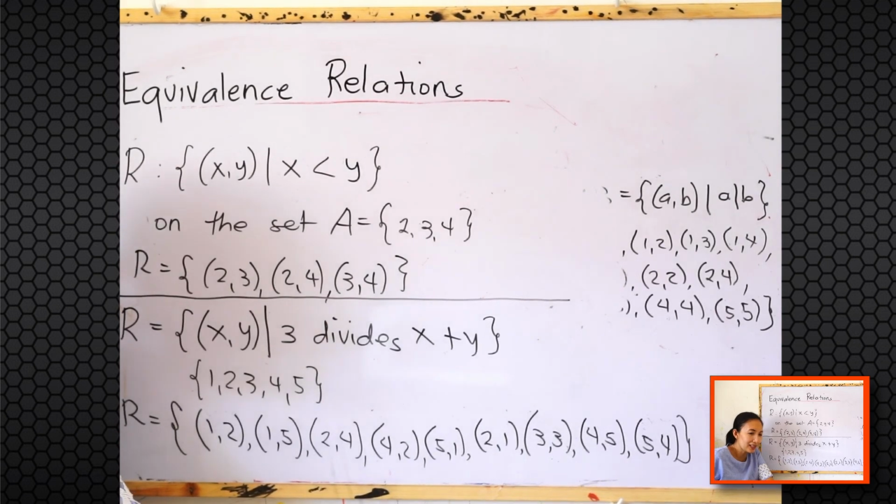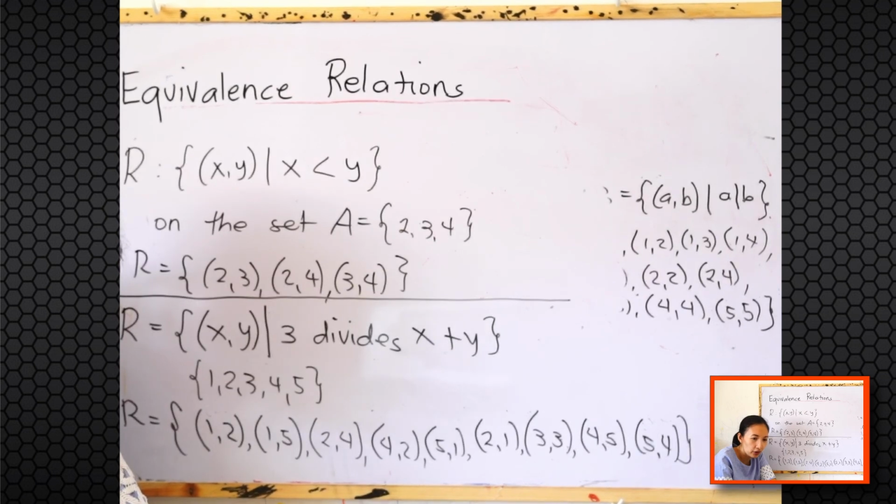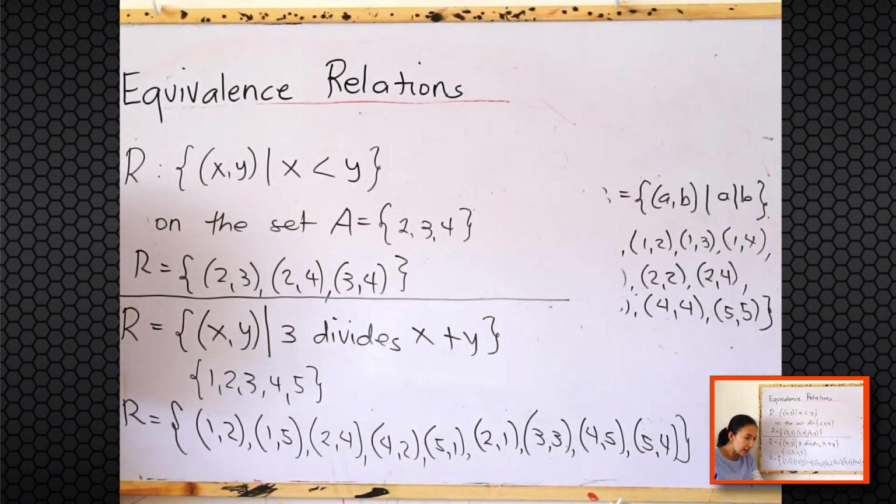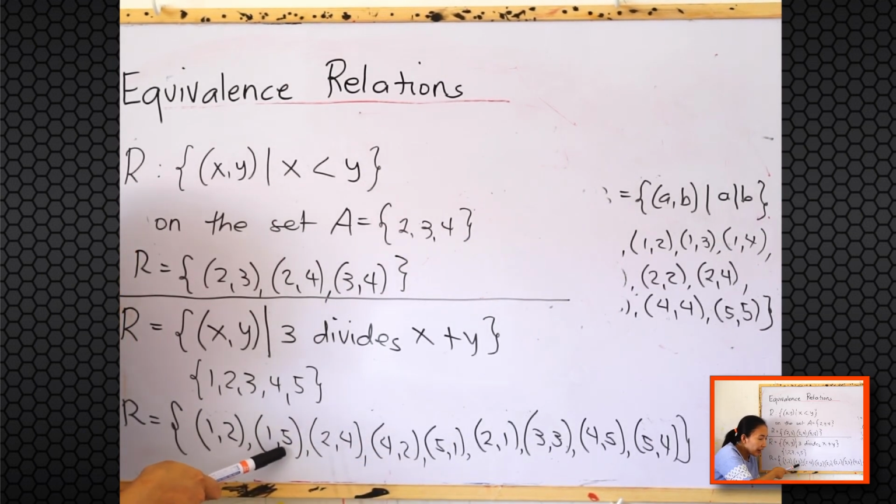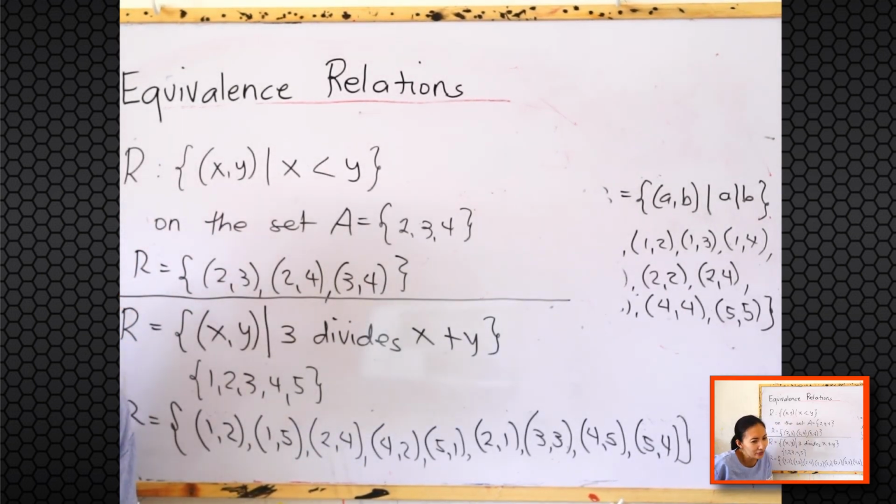Property number 1. Did it satisfy reflexivity? Is it reflexive? Oh, no. So, right away, we can say it's not an equivalence relation. But if I would ask you to continue checking the other properties, how about symmetry? Is the relation symmetric? (1,2), do we have (2,1)? Yes. (1,5), do we have (5,1)? Yes. (4,2), do we have (2,4)? Yes, it is symmetric.